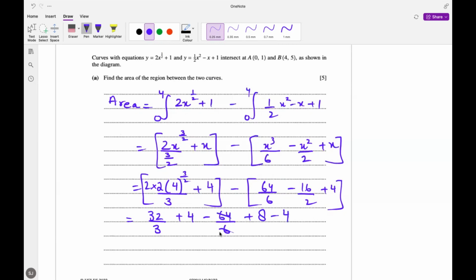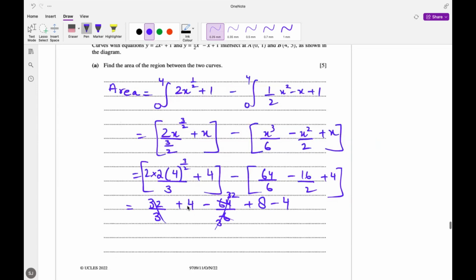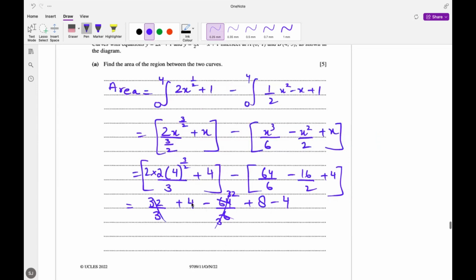Simplifying 64 upon 6, that will become 32 upon 3. So 32 upon 3 and minus 32 upon 3 will cancel out. Similarly, 4 and minus 4 will also cancel out. So the final answer for the area between the two curves will be equal to 8.